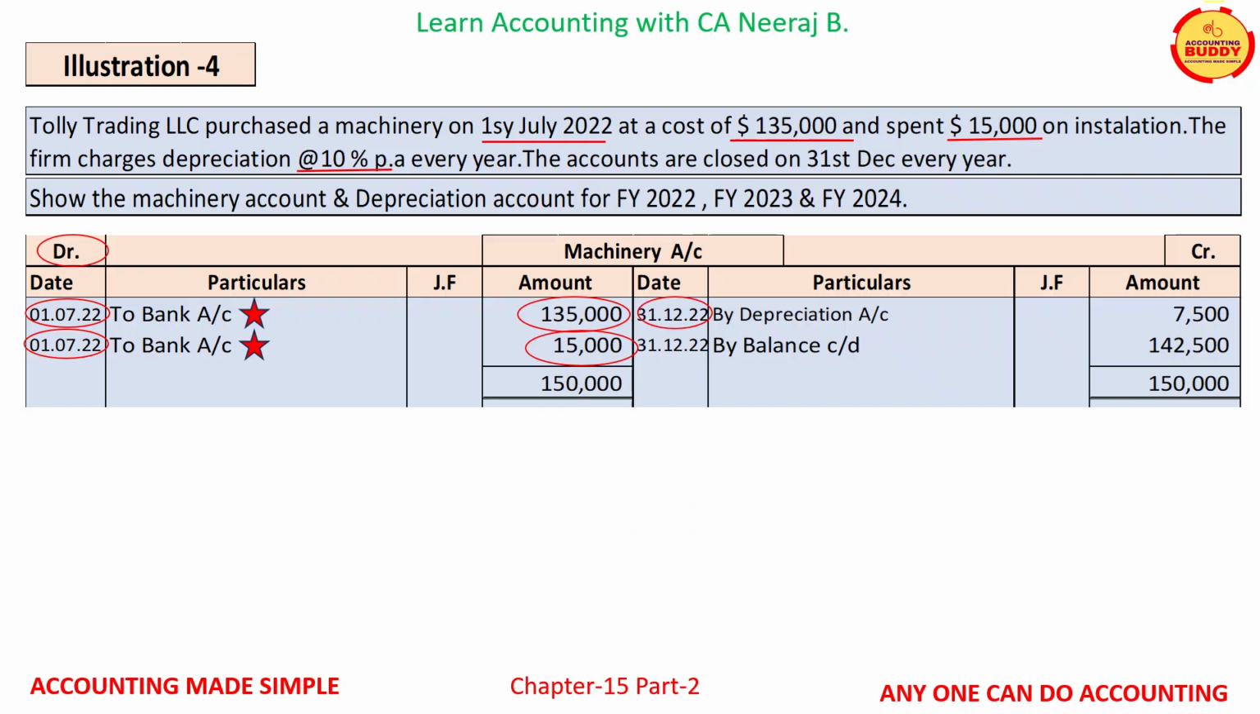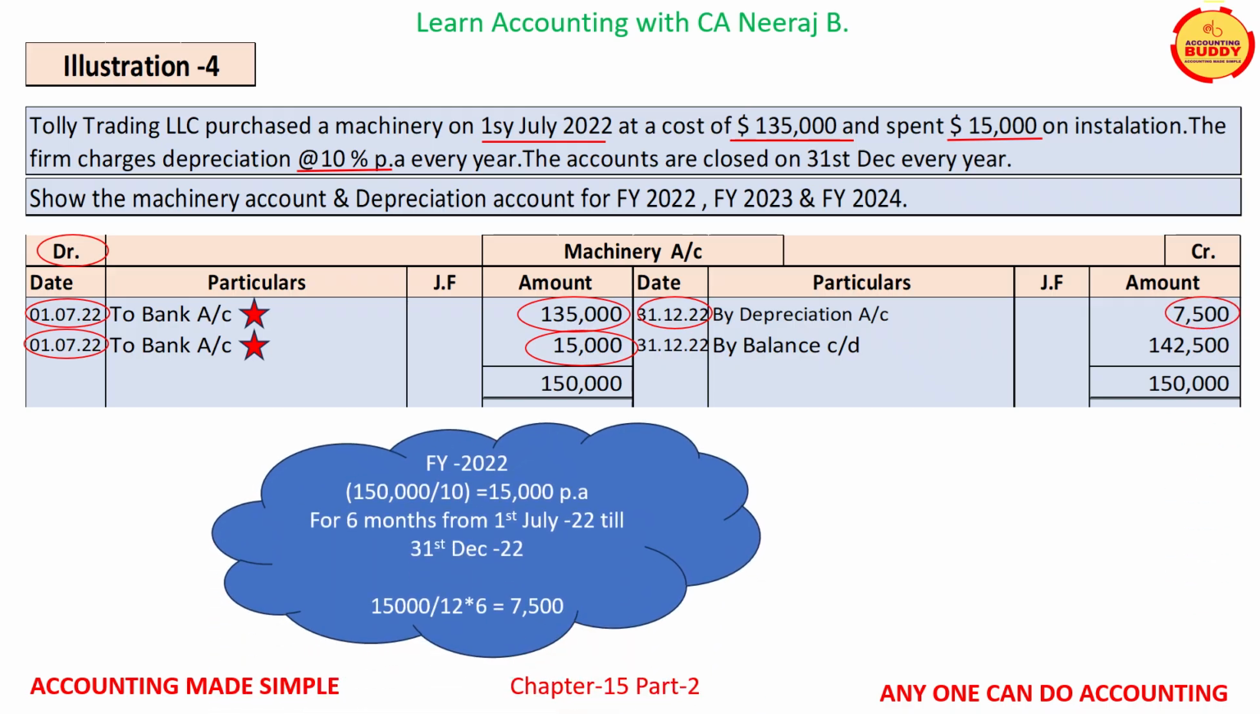On 31st December 2022, depreciation amounting to $7,500 for the financial year 2022 is charged for a period of 6 months, that is from the date of purchase of machinery till the end of the financial year. Annual depreciation at the rate of 10% per annum comes to $15,000 for the full year, and proportionate amount of depreciation for 6 months comes to $7,500, which is posted on the credit side of the machinery account by writing the words by depreciation account. Depreciation amount is credited to the machinery account because it reduces the value of the asset.